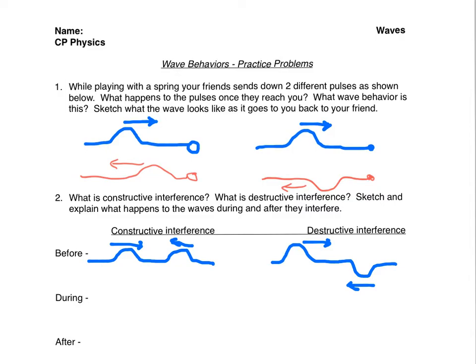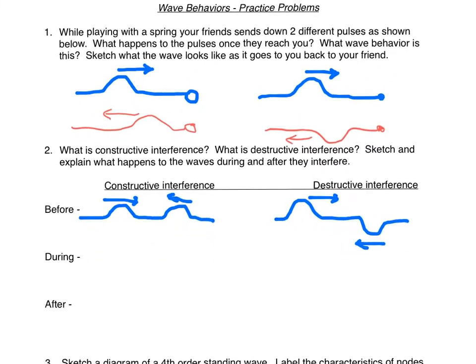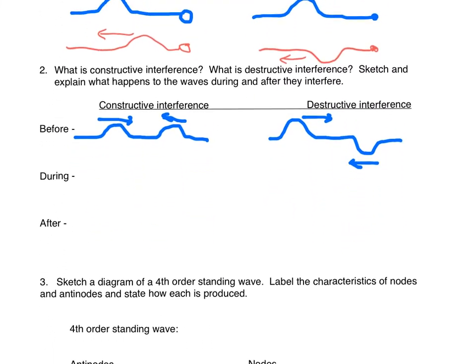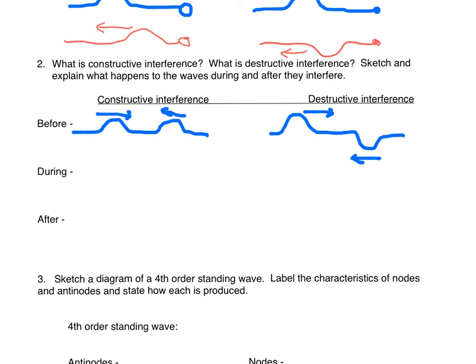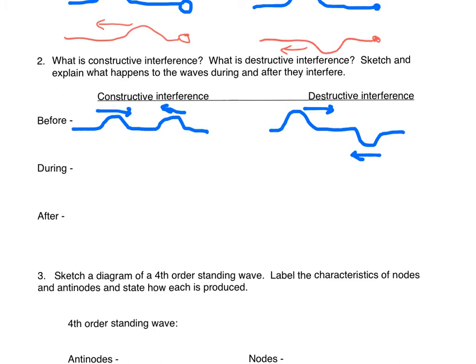Number two, this is to explain constructive and destructive interference and what it looks like before, during, and after. During constructive interference, we create a wave that is much larger in amplitude. Actually, it would be twice the amplitude of these waves. And after that, those waves will just keep passing through each other and going their same directions again.